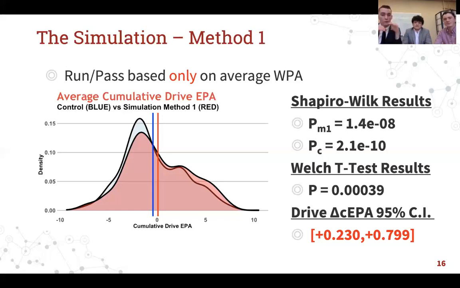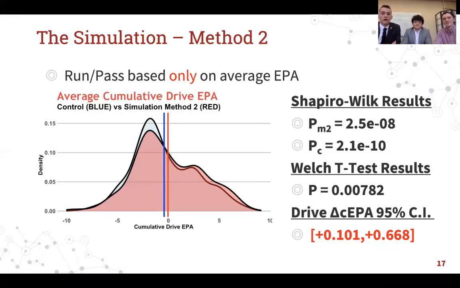We see that only changing that binary variable still produced a statistically significantly better cumulative drive EPA than the play call data from actual NFL seasons. You can see on the right, the t-test result is statistically significant. However, I'm not going to dwell too long on method 1 because there are better things to come.